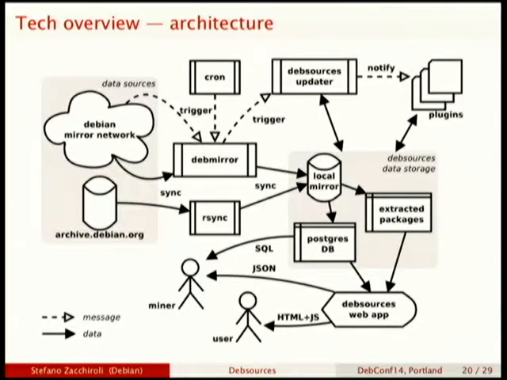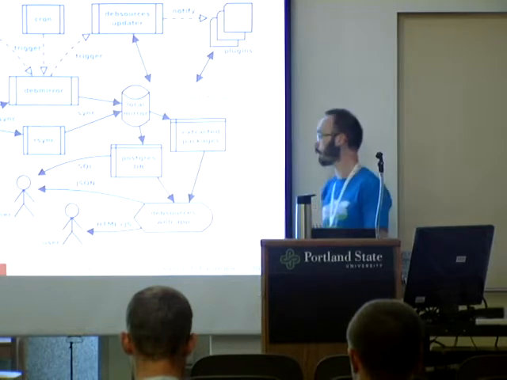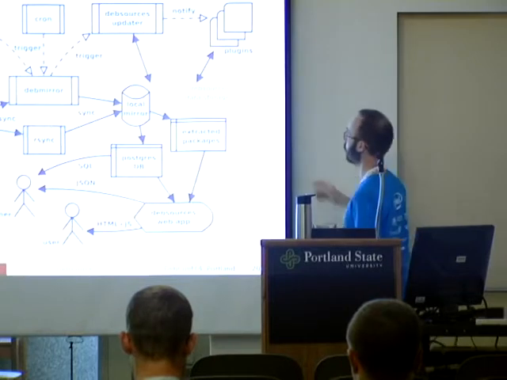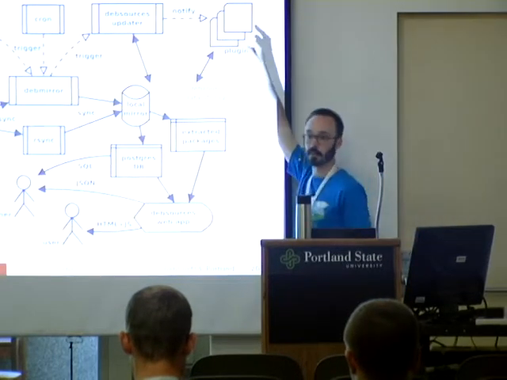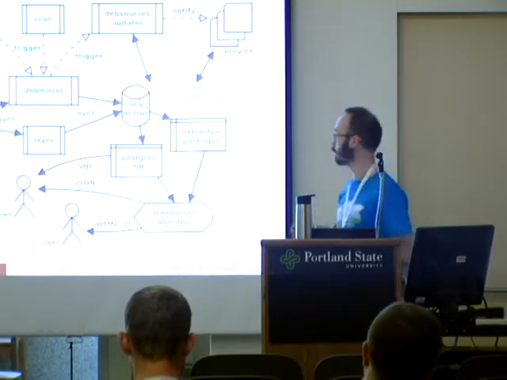Essentially, we have two kinds of triggers that will trigger an update run. It's either cron, if you have not connected your DebSources instance to the Debian mirror, or if you have done that, you will have the mirror itself trigger an update. Okay, the DebSources updater then goes on. Essentially, what it does first, it will update the mirrors. It will extract the package and metadata from them, filling a database. Then it will run several plugins that are in charge of doing all sorts of indexing on the source code which has just been extracted.